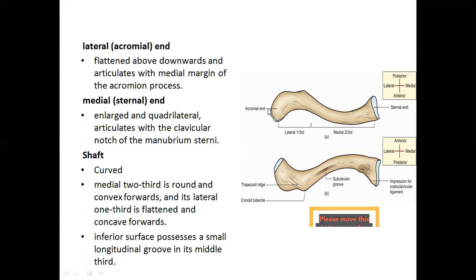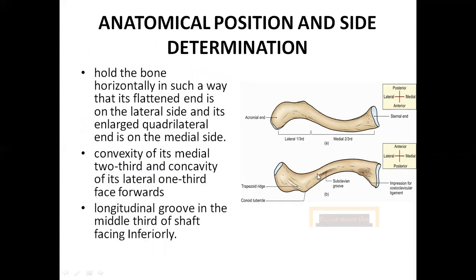Now we know this is the lateral end, which is also called the acromial end. It is flattened above downwards. It articulates with the medial margin of acromion process. This is the medial end of the bone, which is also called the sternal end. It is enlarged and quadrilateral, and articulates with the clavicular notch of the manubrium sterni. This is the shaft of the bone, which is curved. Medial 2/3 is round and convex forwards and lateral 1/3 is flattened and concave forwards. Inferior surface is this. It possesses a small longitudinal groove. What is that? Subclavian groove in its middle 1/3.